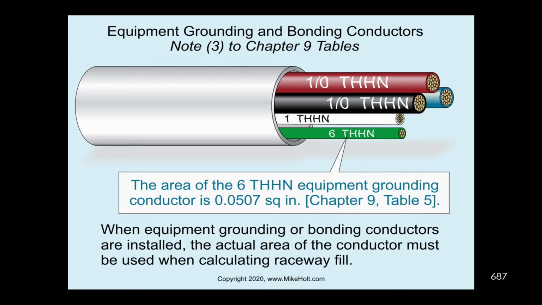And so we've got 1/0 THHNs. I've got 3 of those, I can see that, right? And so what we're going to do on Table 5 is find our THHN, all right? I'm looking here on my table, and I finally see it here on page 722.